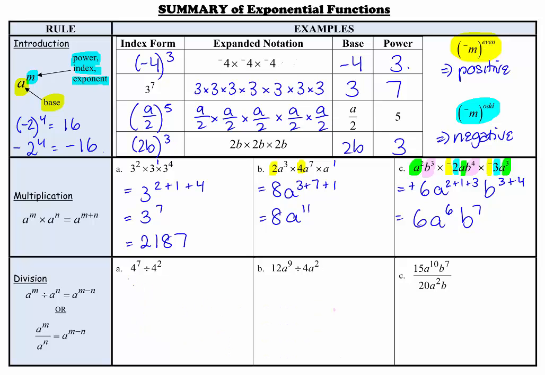So 4 to the 7 divided by 4 squared is 4 to the 7 minus 2, which is 4 to the 5. And again, I could go to my calculator because it's a number and evaluate that. It is 1024. Next, I have to look at my numbers first. So I've got 12 divided by 4, and that's 3. Now, if that wasn't exact, then I'd have to use fractions, and that's also okay. And then I look at my a's. A to the 9 divided by a squared is a to the 9 minus 2, so the answer is 3a to the 7.